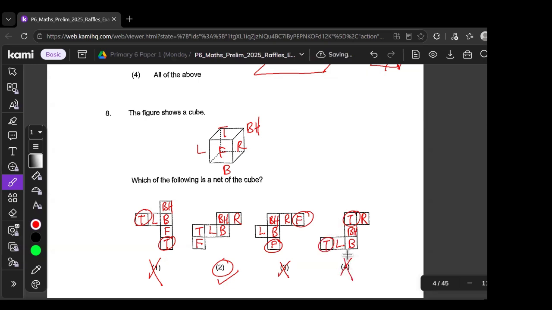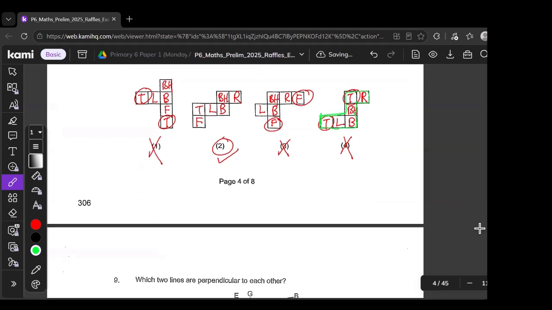Now, if you don't understand why the letters are like that, you will need to cut. The only way to help you is to cut. You have to cut out this paper and then fold it yourself. And then you will see exactly the letters at the right faces. That is the best way for you to understand. Cut it out and fold it into a cube.